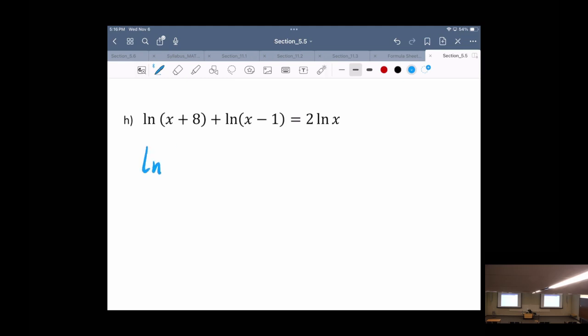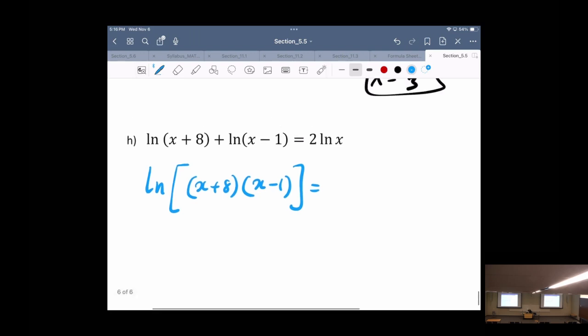So natural log of x plus 8 times x minus 1 equals 2 times, and there's a property that says if you have a number in front of a log or natural log, you can convert it to a power. So we can write natural log of x squared. Okay, that's one of the properties that we have in section 5.4. It's listed there, so please look it up if you don't remember it.